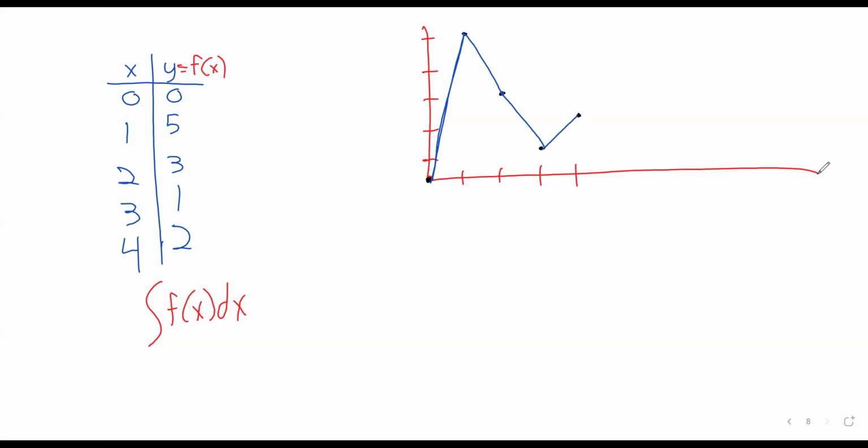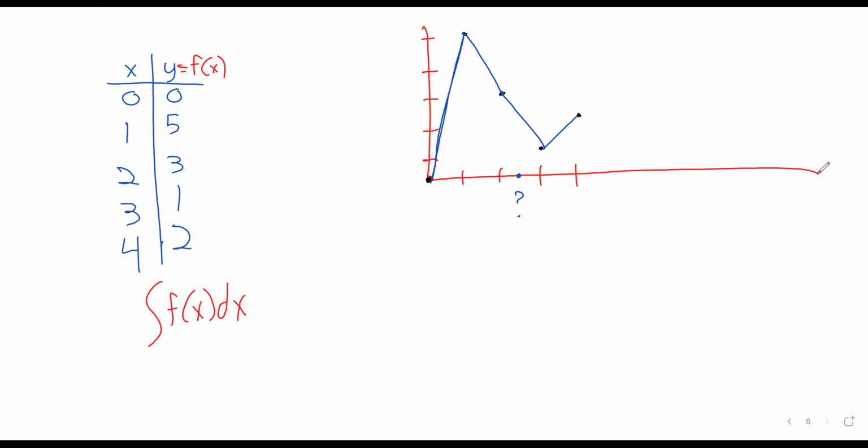We couldn't use the midpoint rule here, because to use the midpoint rule, we need to know, for example, what the function is at this point, and we do not have that data. So the trapezoidal rule is exactly what we need for tables.